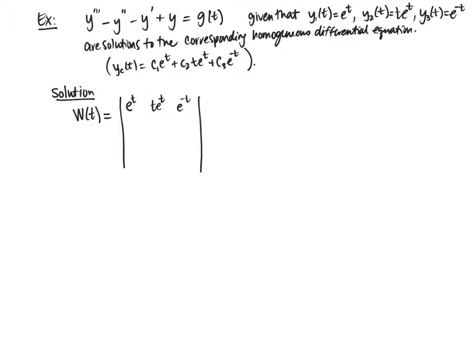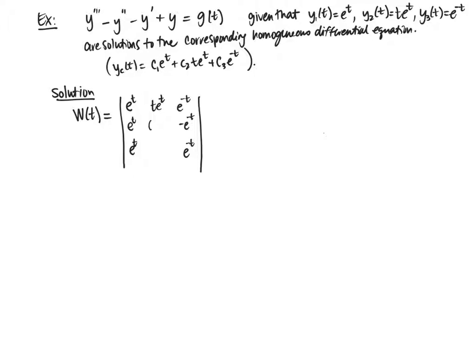Now to compute this Wronskian, I have my three functions there, and I'm just going to put the first derivative on the next row and the second derivative on the third row. So I take the derivative of e to the t, this is an easy one, I get e to the t, and then the derivative again, I get e to the t. Okay. And how about e to the negative t? The derivative of e to the negative t is negative e to the negative t, and the derivative of negative e to the negative t is negative e to the negative t, so I get positive e to the negative t. Okay. This one I'm going to have to do using product rule.